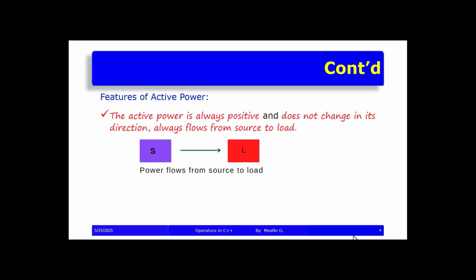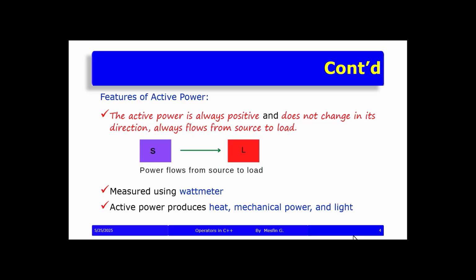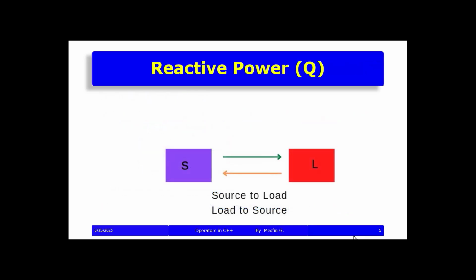When it comes to the features, active power is always positive and doesn't change its direction. So always the power flows from the source to the load. Active power is measured using a wattmeter and it produces heat and light as well as mechanical power.